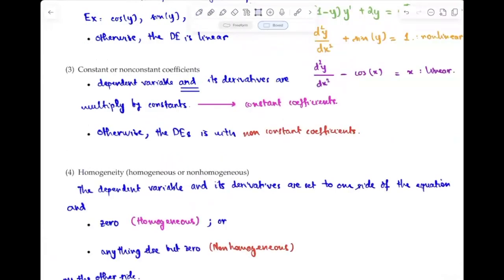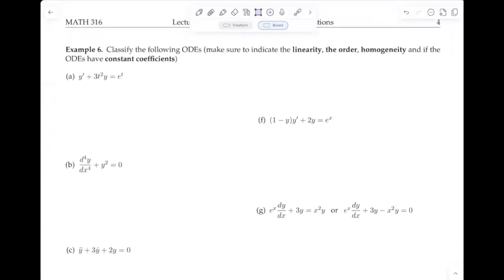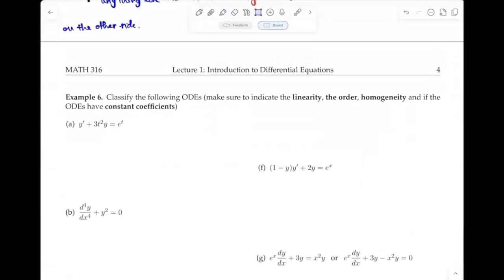When we get to the examples, I will give you a more straightforward example to classify a differential equation, but also some trickier questions for you to manipulate so that you can get to the correct classification. Move on to the next example. I have a bunch of problems here that we can work with.